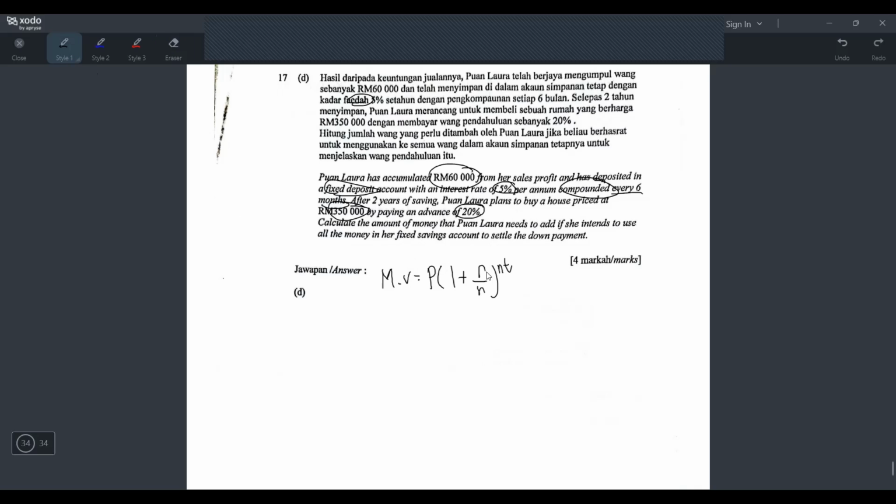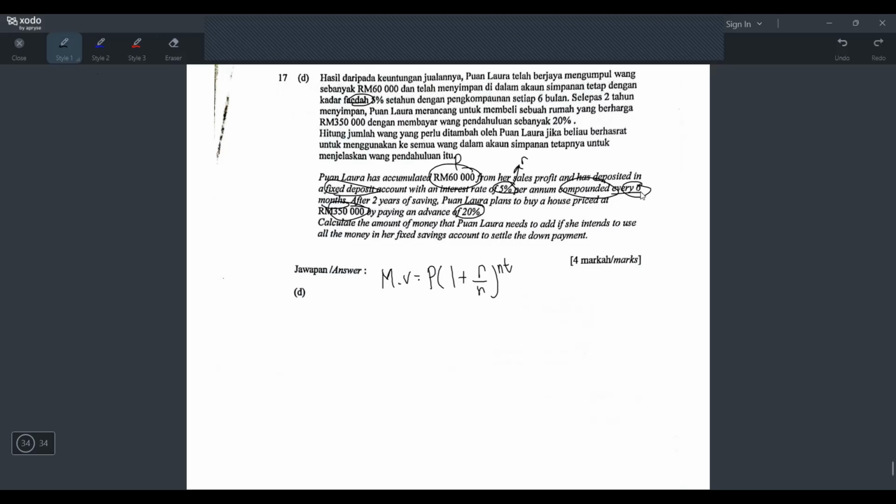Okay, what is P? What is R? What is N? P is this one, 60,000, the principal. The money you want to save in the bank, the money you want to save in a fixed deposit. That's the P. And then R will be the rate, which is 5. This one is R. And then what about the N?